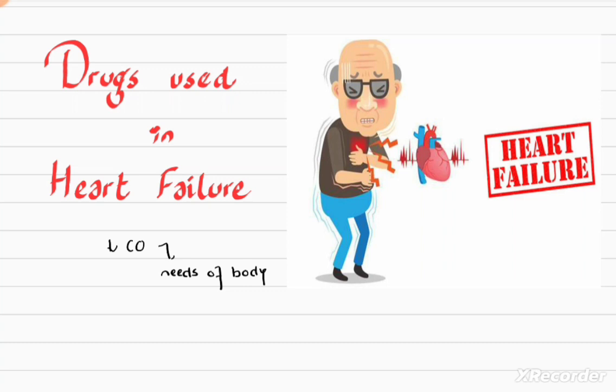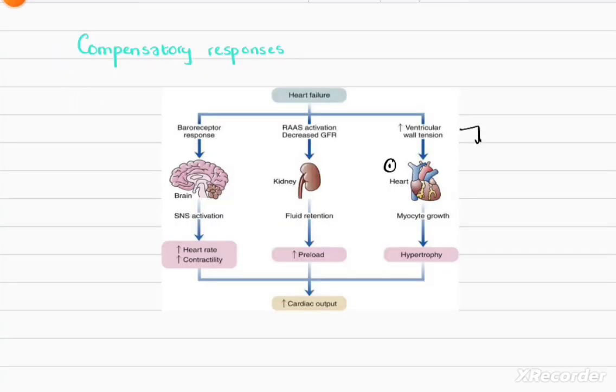So when the heart is unable to pump sufficient blood to the body, the body reacts with compensatory mechanisms, and tries to compensate for the failure of the heart by various mechanisms, and these mechanisms include activity of the baroreceptors, the kidneys, and the heart. So first we'll discuss the heart.